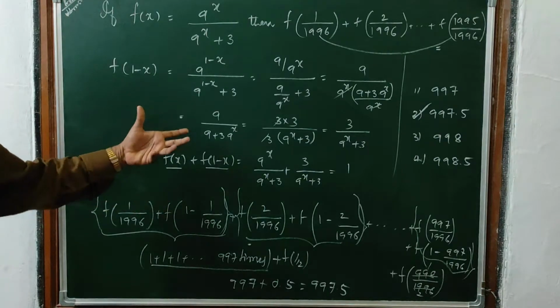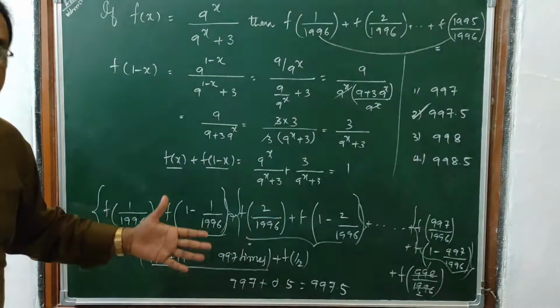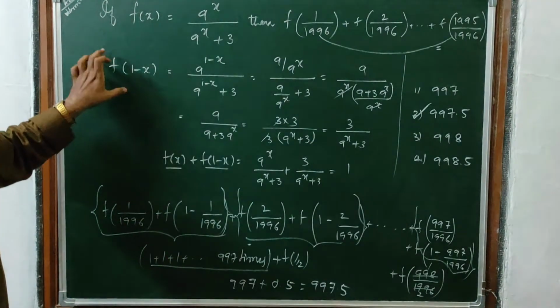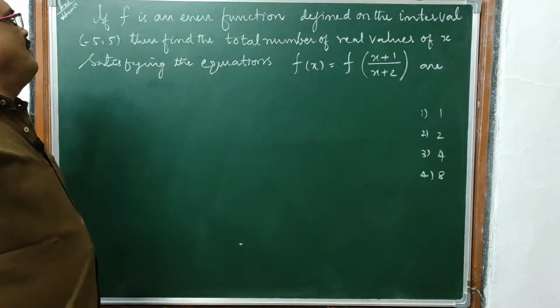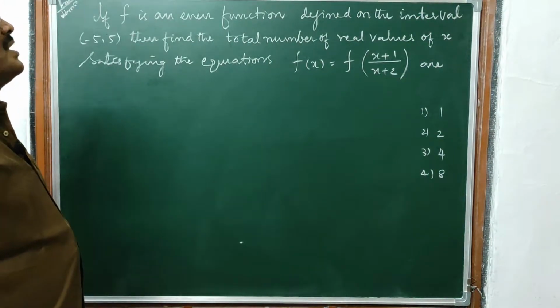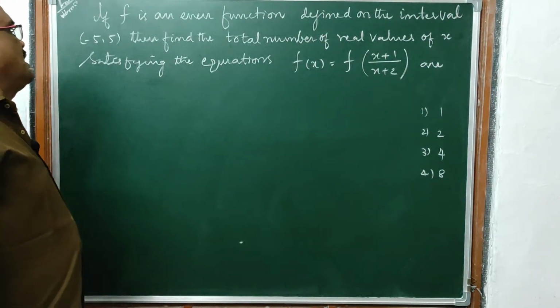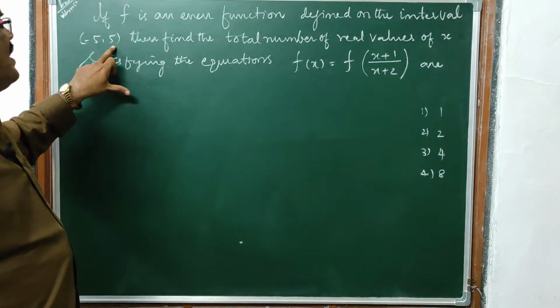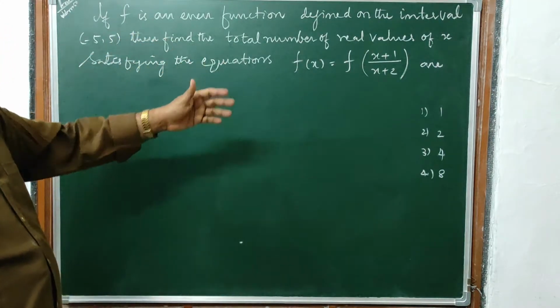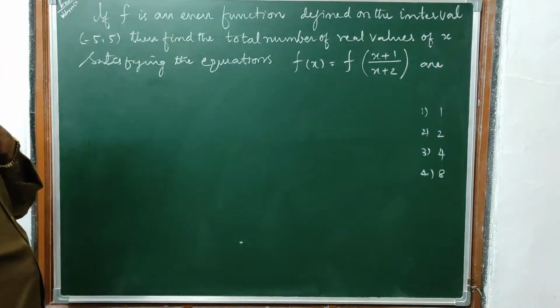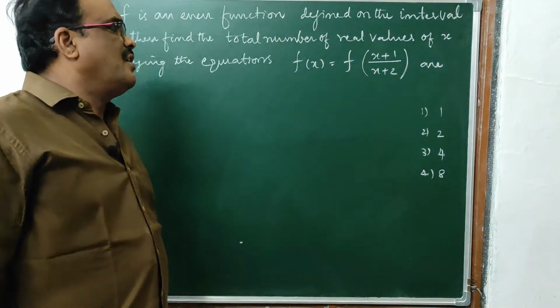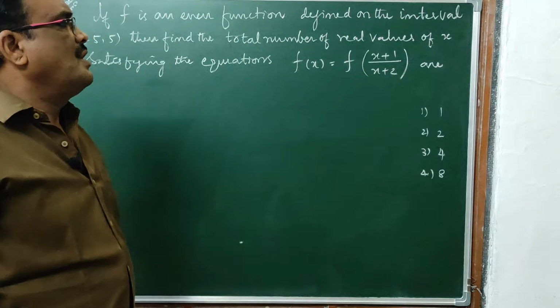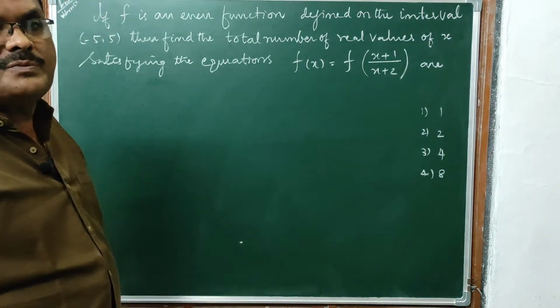If you get such types of questions, you can analyze the question and solve it with the usage of these functions. Let us see how we are taking it. If f is an even function defined on the open interval minus 5 to 5, then find the total number of real values of x satisfying the equation f of x is equal to f of x plus 1 by x plus 2.